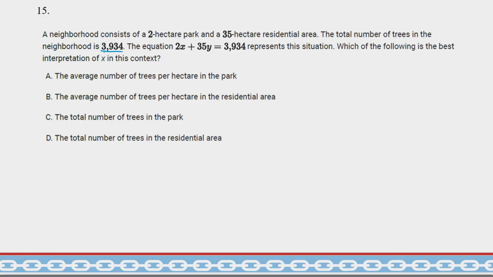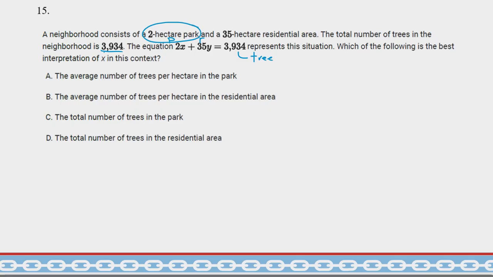We know that this is total trees. We know that 2 has to do with the park, and the 35 has to do with the residence. Right? So what is x? X is attached to the park, right? To this 2-hectare park. So we know that this x has to have something to do with the park.